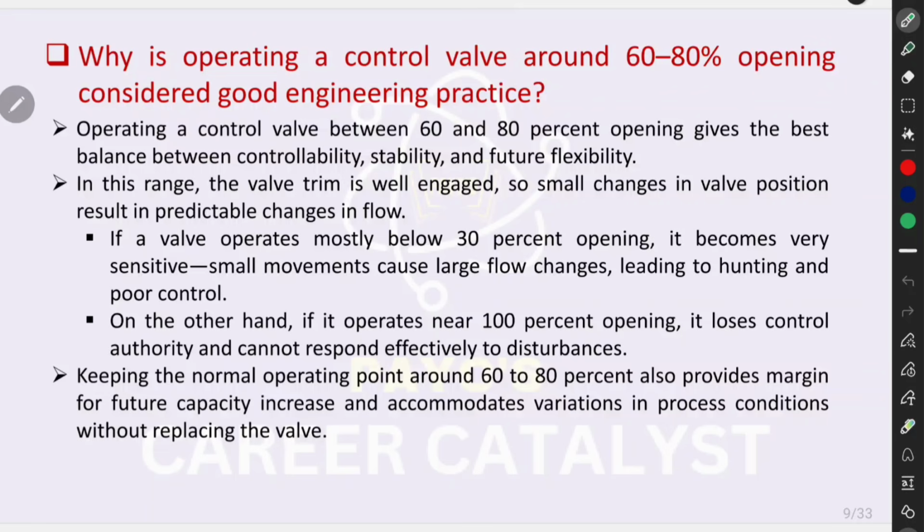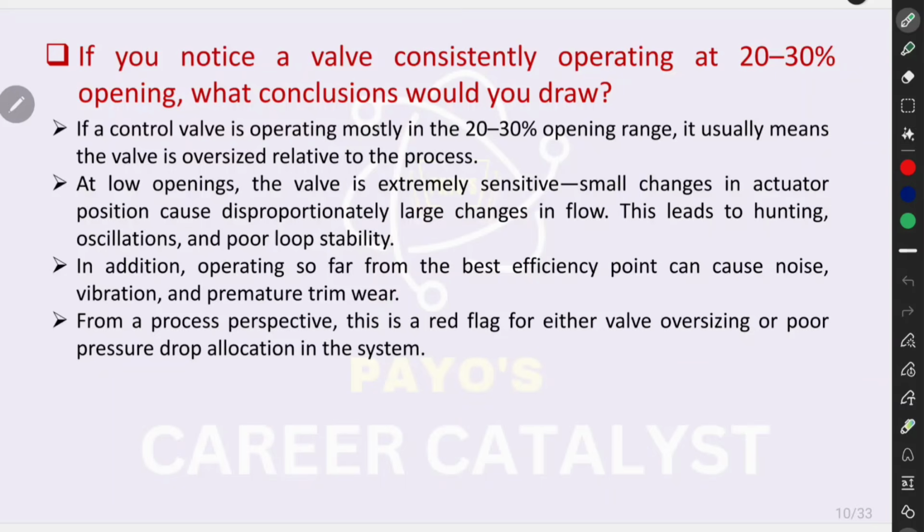Keeping the normal operating point around 60 to 80% also provides margin for future capacity increase and accommodates variations in process conditions without replacing the valve. If you notice a valve consistently operating at 20 to 30% opening, what conclusions would you draw? If a control valve is operating mostly in the 20 to 30% opening range, it usually means the valve is oversized relative to the process.